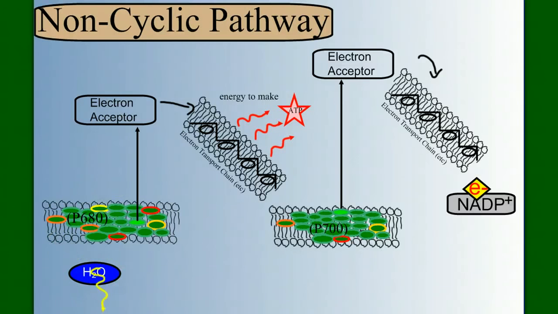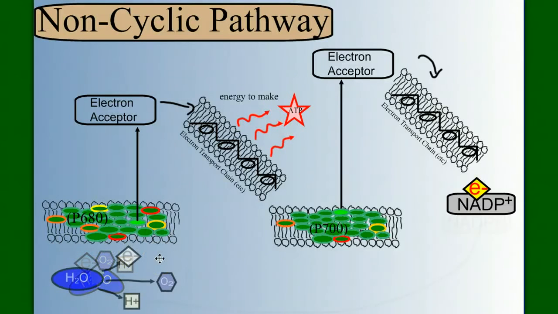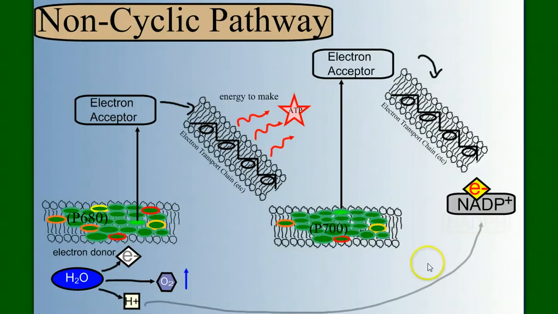In a process called photolysis, water is split. When water is split, it creates electrons, which can replenish P680, it liberates oxygen, and also produces hydrogen ions, or protons. It might be easier to see if we draw it like this. The electrons from the water replenish the electrons lost from the photosystem to P680, so these electrons can go here.